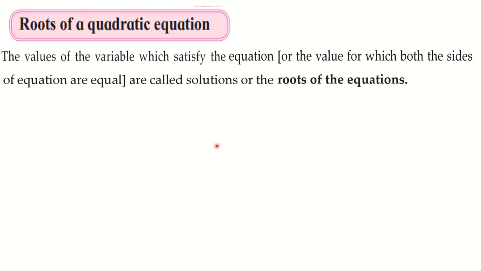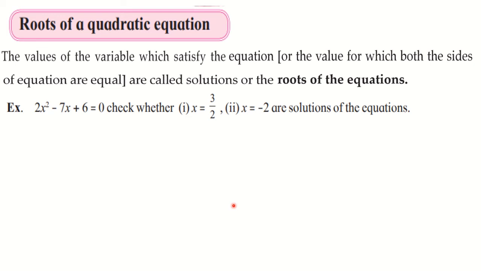Now let us understand more about it. Let us try to solve some questions based on this. Here also, first I am discussing solved examples from the textbook. This is the example given from the textbook: 2x square minus 7x plus 6 is equal to 0. This is the equation provided to us. They have asked us to check whether x is equal to 3 upon 2, and x is equal to minus 2, are solutions of the equation. We have to check for it.